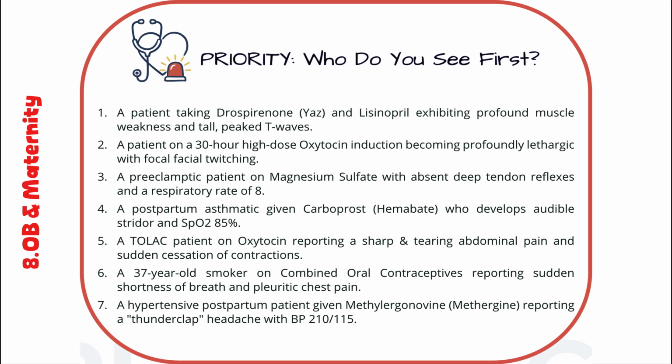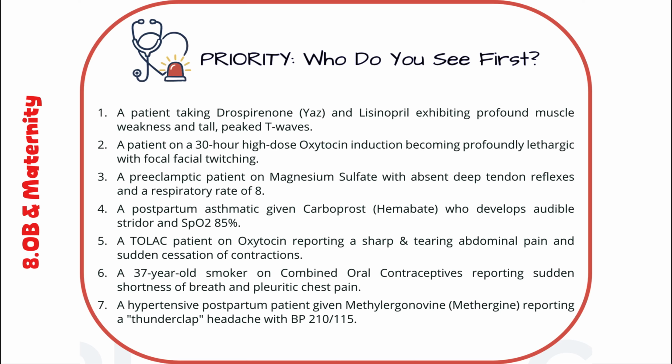A patient attempting a vaginal birth after a prior C-section on oxytocin, who suddenly reports sharp, tearing abdominal pain and contractions that just stopped. That's uterine rupture, a surgical emergency. A hypertensive postpartum patient given methylergonovine who develops a thunderclap headache and a blood pressure of 210/115. That vasoconstriction just triggered a hemorrhagic stroke.